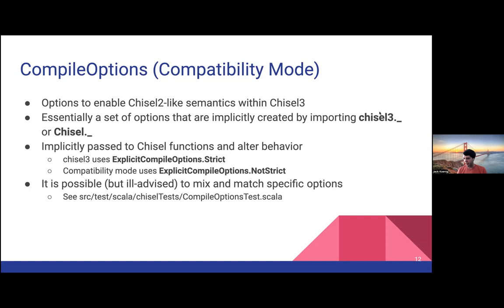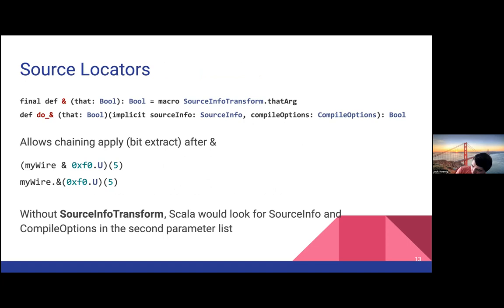You may notice that most code is import chisel3._, but if you look at Rocket Chip, you'll see import chisel._. This is all implemented using this thing called compile options. There's this object that gets pulled into scope when you do these different imports, and that allows us to tweak the semantics. I'm going to leave that, because you should just be using import chisel3._, and then this doesn't matter. Source locators are an interesting thing.